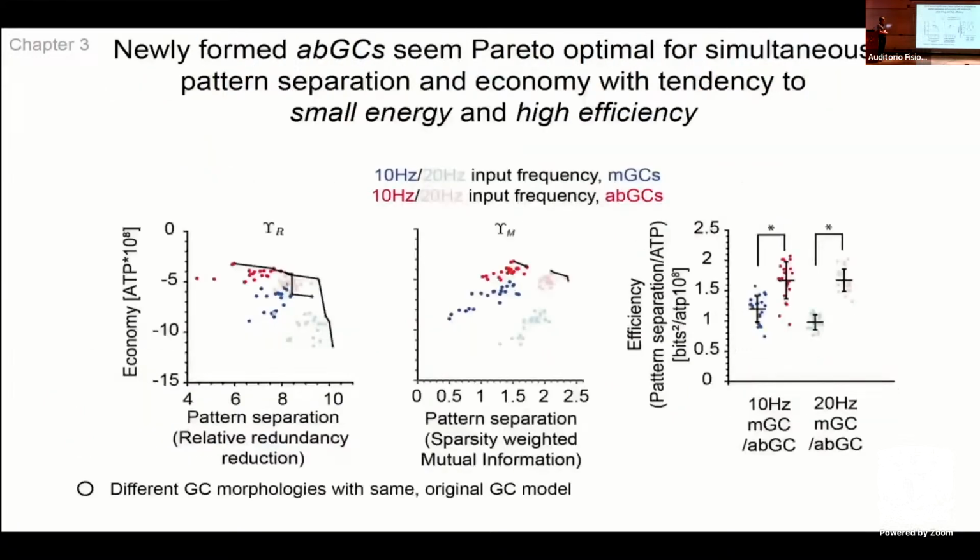When we look at the performance, maybe we can concentrate only on the left. There's another measure, but it's not so important. This is the pattern separation measure. The red color is the newly formed cells compared to the blue color, which are the mature ones. You can see that they are shifted to higher economy, a little bit less regarding the maximum of the pattern separation, but they can still perform pattern separation. So the conclusion is that they can contribute to it with even less energy.